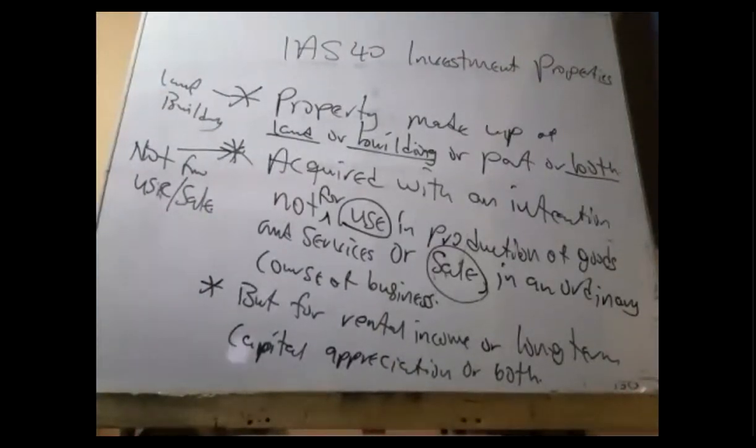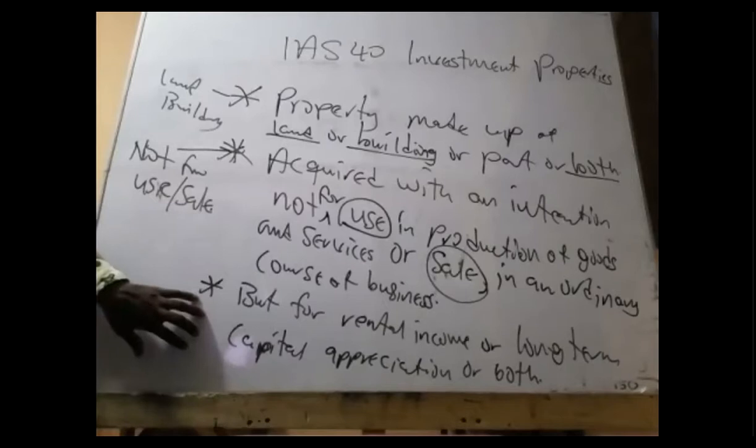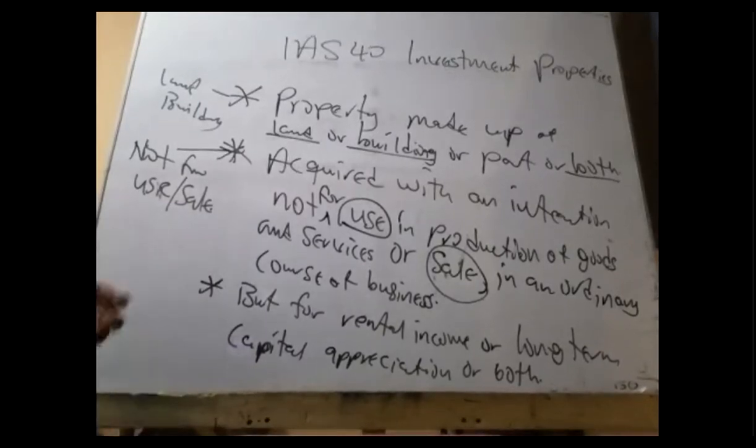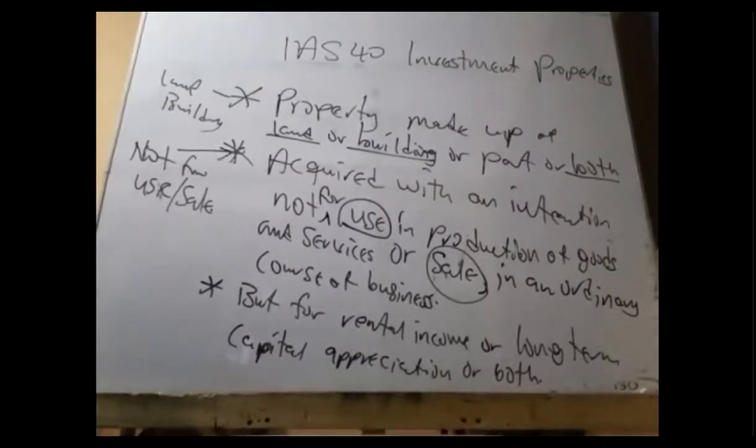So why do you acquire such a property? You acquire a property for rental income or capital appreciation. Probably I have a piece of land at some place. Currently, the price of the land over there is not appreciable. It's quite low.